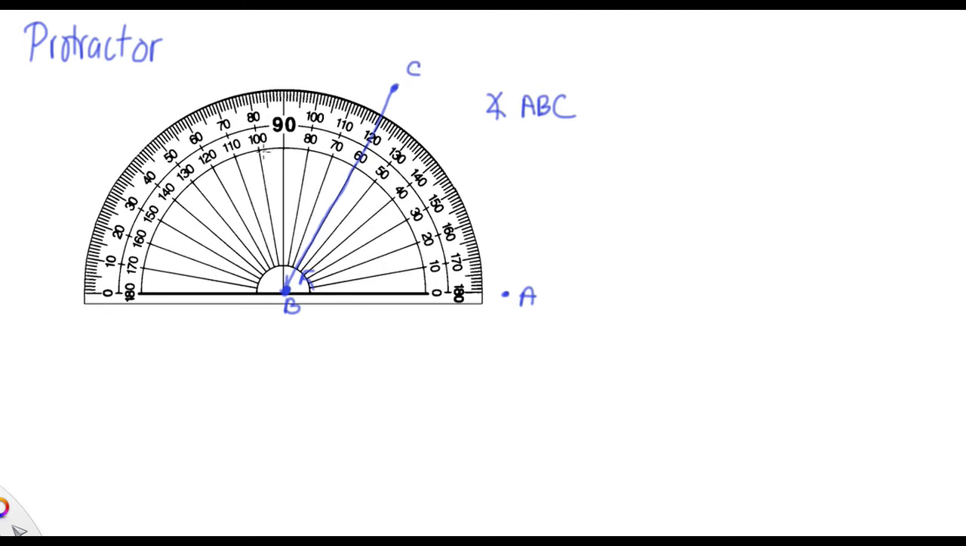Now notice that the inner part of the protractor and the outer part are different, and the inner and the outer add up to 180. So since we're on the right side, before 90 degrees, we're looking at this inner angle, because we're starting our point A from the right side. So ABC has a measure of 60 degrees.